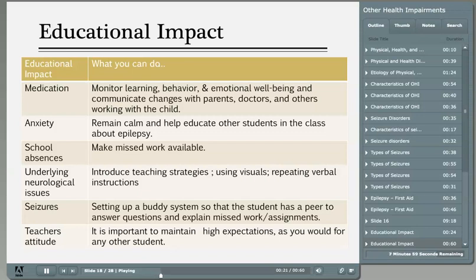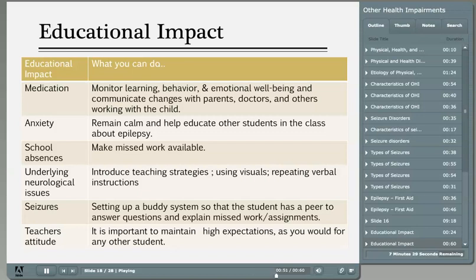Remaining calm and educating students in the class about epilepsy will help reduce anxiety. It is also helpful to develop a system for the student to make up missed work. As a result of underlying neurological issues, teaching strategies, visuals, and repeating verbal information may be helpful in continued academic growth and achievement. Buddy systems may also work well in assisting the student when a question arises or missed work and assignments need to be explained.